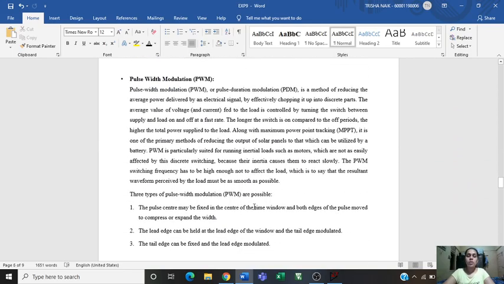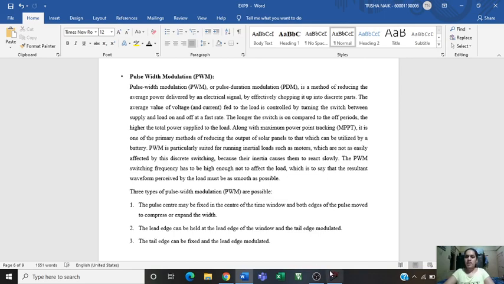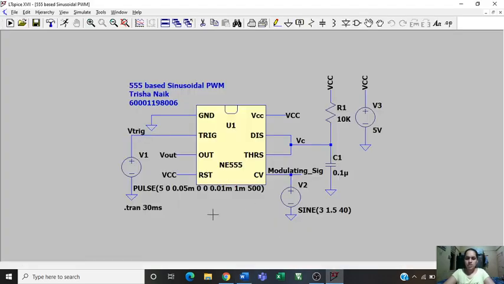So pulse width modulation, also called pulse duration modulation. Basically, in pulse width modulation, the width of the output pulses changes in accordance with the amplitude or magnitude of the modulating signal. So this will be better understood through the simulation.